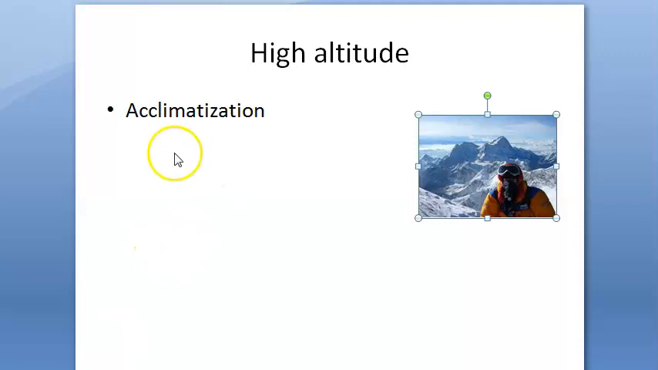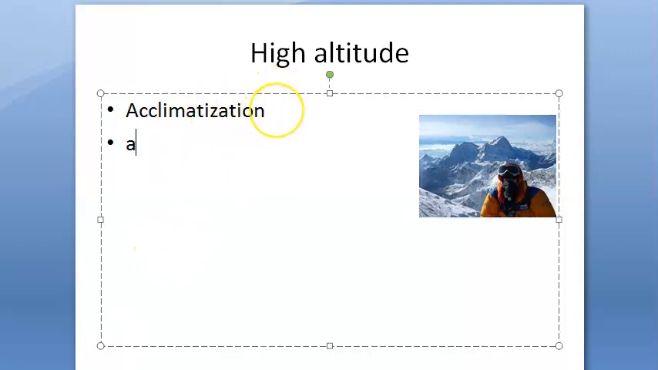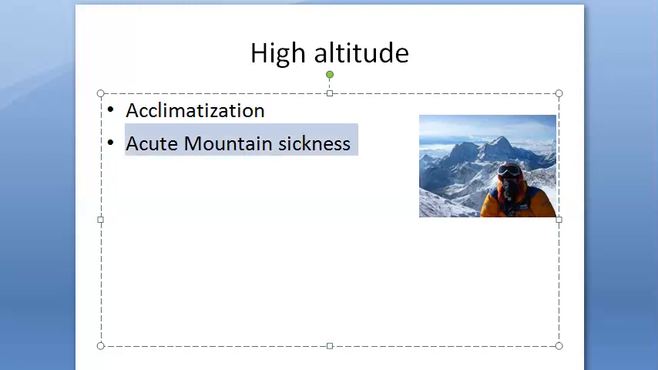Then acute mountain sickness. So what is this acute mountain sickness? It results due to sudden exposure to high altitude of about 10,000 feet. Sudden exposure.